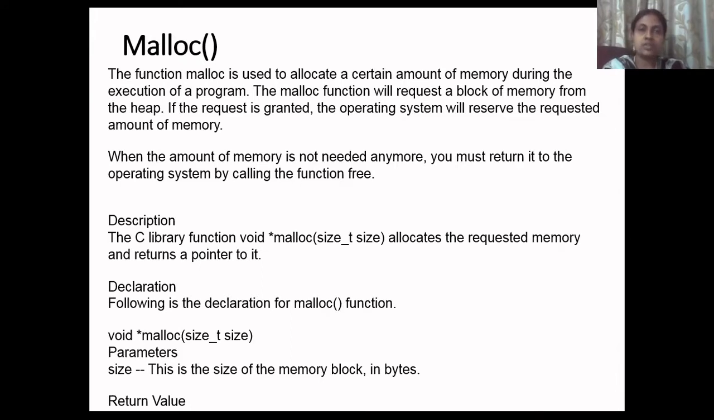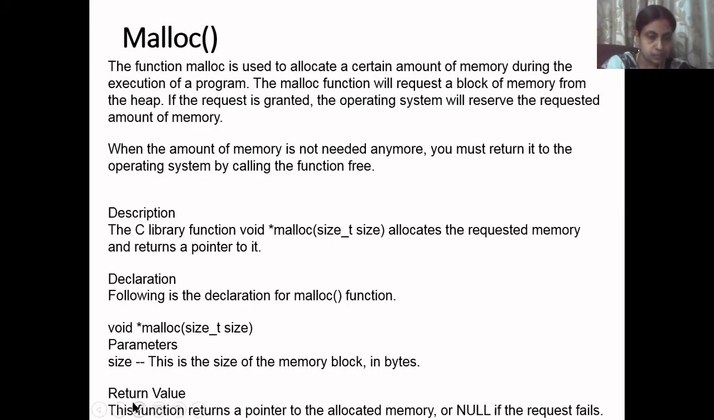So in this kind of situation, we can go for a function called malloc. This is very useful in the linked list program. Why? Because in a linked list, every time we dynamically allocate the memory. So this is the basic concept behind malloc. It is used to allocate a certain amount of memory during execution of a program. The malloc function requests a block of memory from the heap. From the computer memory, a block of memory will be allocated.